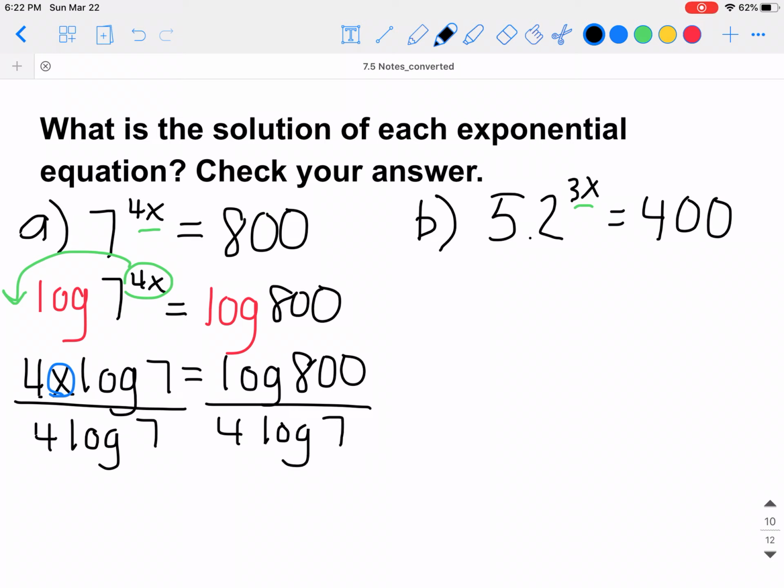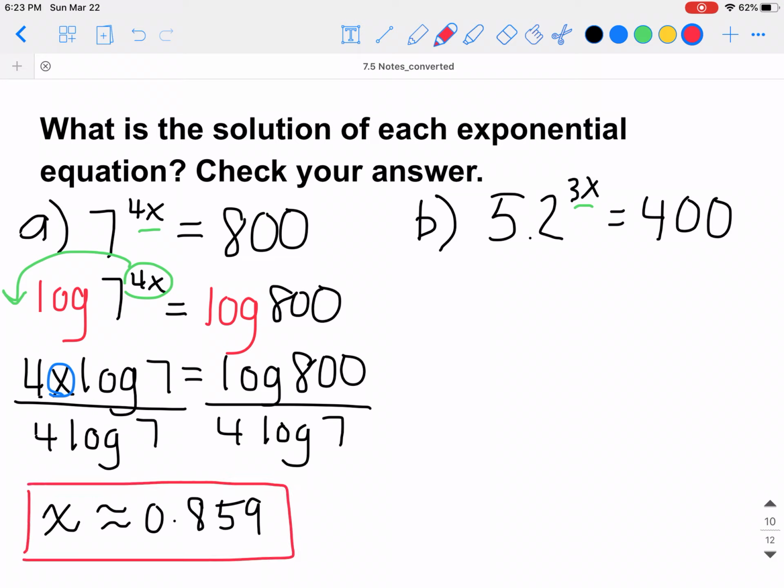And when you plug into your calculator and divide, you're going to get an x value of approximately 0.859. To check, you're going to take this x value and plug it back in all the way at the beginning to make sure it works. So 7 raised to the 4 times 0.859 power should give you 800. It might be a little off based off of our rounding, but it should be a value very, very close to 800.